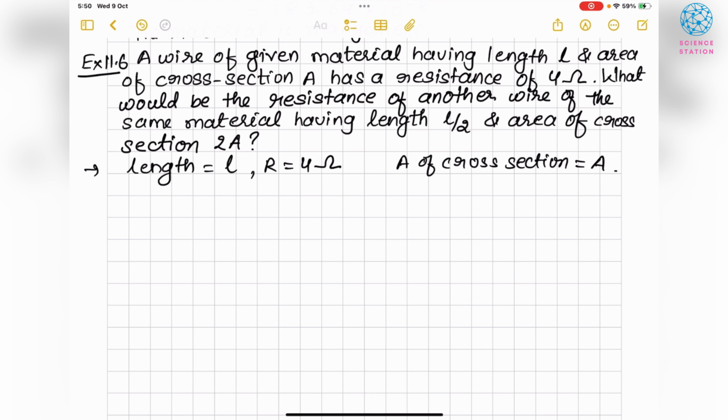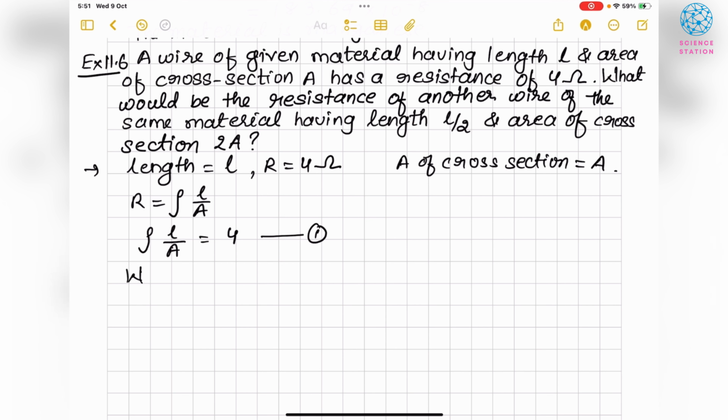So R equal to resistivity L upon A. So resistivity of L upon A will be 4, because it is already given resistance is 4. So I am taking that as one equation.